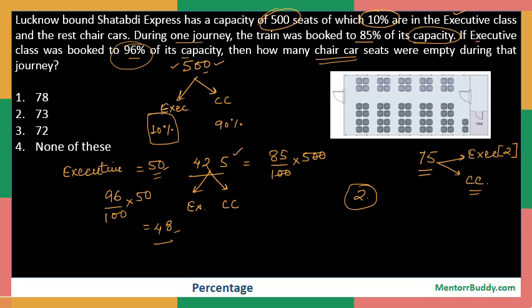So out of these 75 seats, 2 were from executive class, and therefore the remaining 73 must belong to the chair car category. So therefore the answer to this question, wherein we were asked how many chair car seats were empty, comes out to 73 seats. So the answer to this question becomes option number 2.